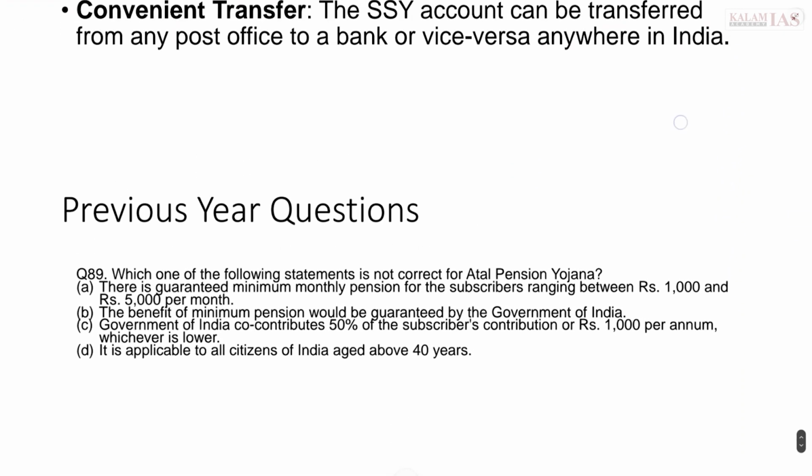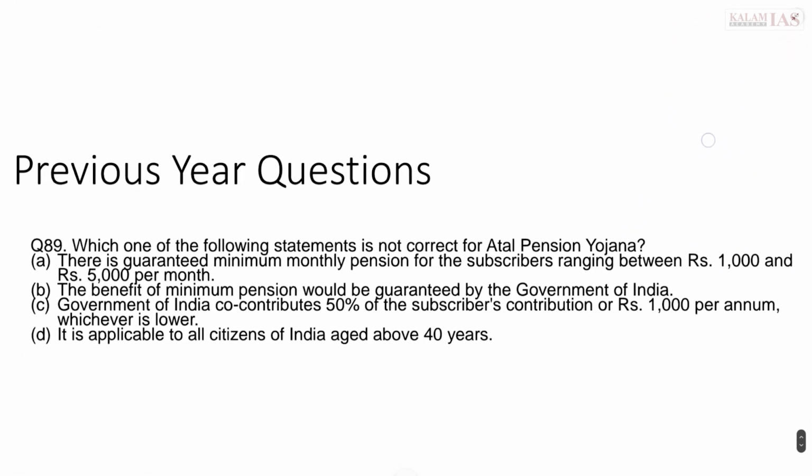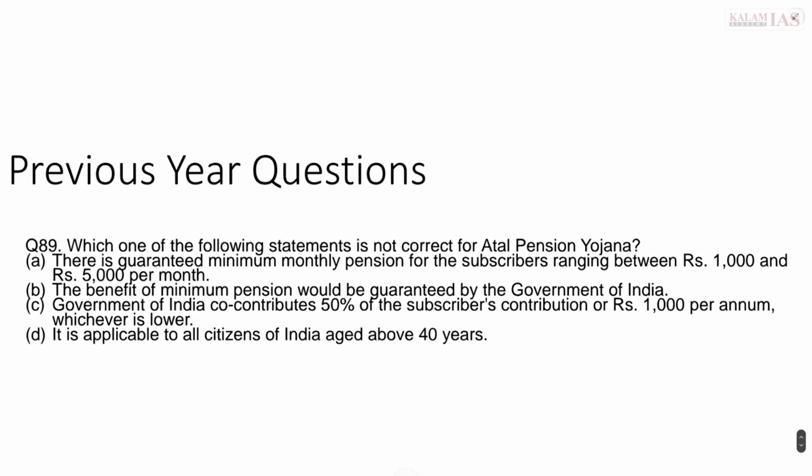Now let us look at the previous year questions. First, which one of the following statements is not correct for Atal Pension Yojana? A. There is guaranteed minimum monthly pension for subscribers ranging from rupees 1000 to rupees 5000 per month. This is a correct statement because there are 5 slabs in Atal Pension Yojana for rupees 1000, 2000, 3000, 4000, 5000. We have to look for the not correct statement.